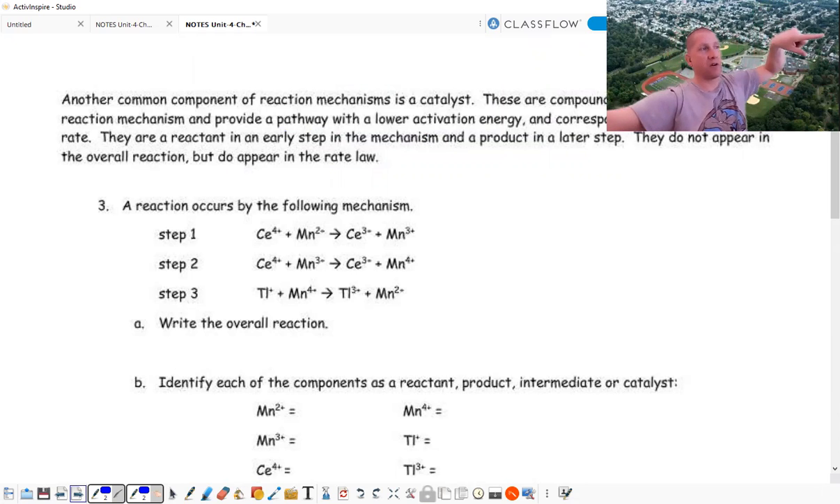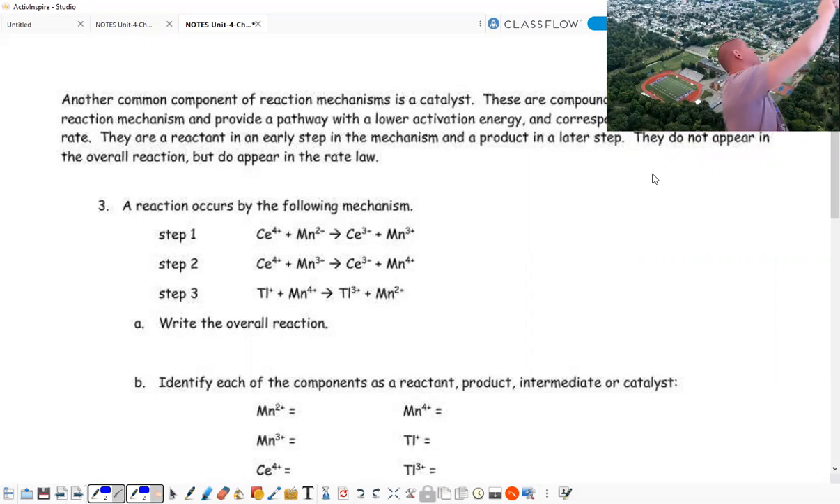So that does cancel out in the overall reaction, but it is something we're adding so we can know the concentration. So catalysts can be included in a rate law. Intermediates cannot, catalysts can. So another component of the mechanism is a catalyst. These are components that change the reaction mechanism and provide a pathway with a lower activation energy, correspondingly a faster reaction. They are a reactant in an early step and a product in a later step, so they do not appear in the overall reaction, but they do appear in the rate law. Again, because we can change the concentration and know the concentration.